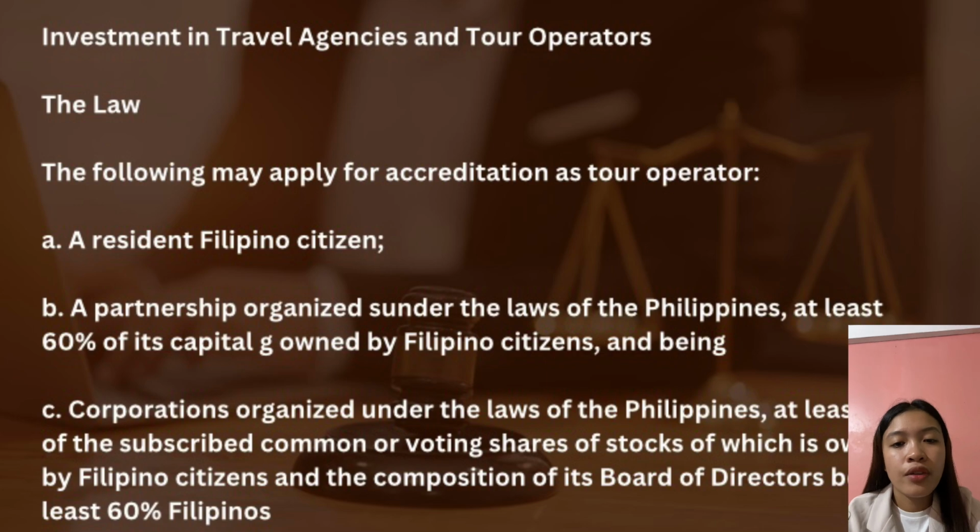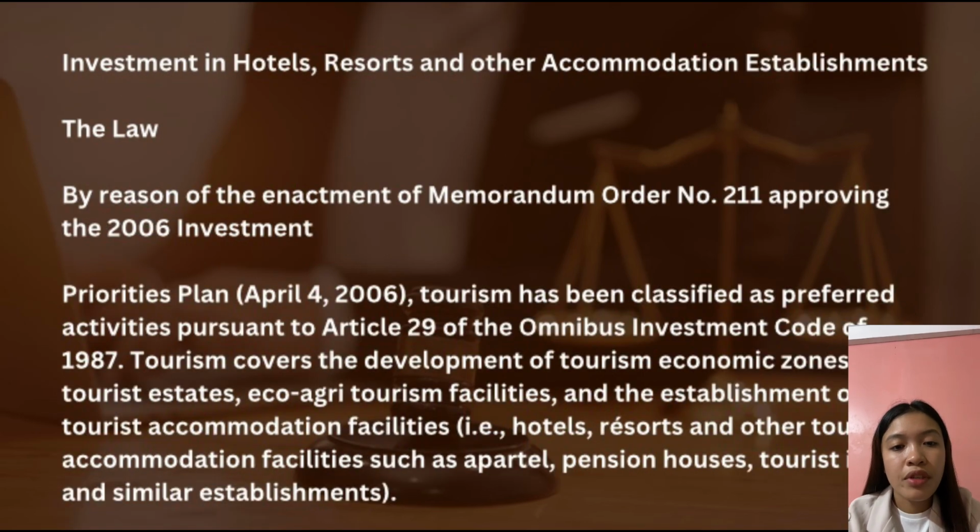Tourism accommodation investment, hotels and resorts. The 2006 Investment Priorities Plan, or the IPP, has recognized tourism as a priority sector. Foreign investors are encouraged to establish tourism-related projects like hotels and resorts in designated tourism economic zones. This policy seeks to boost the country's tourism industry by ensuring both local and foreign investors contribute to its growth.